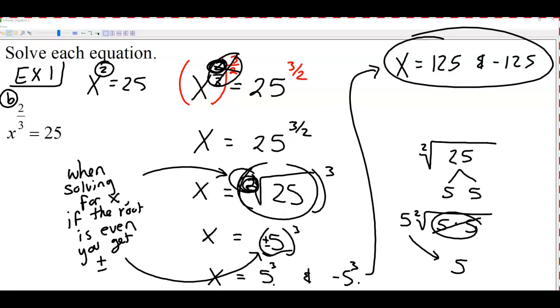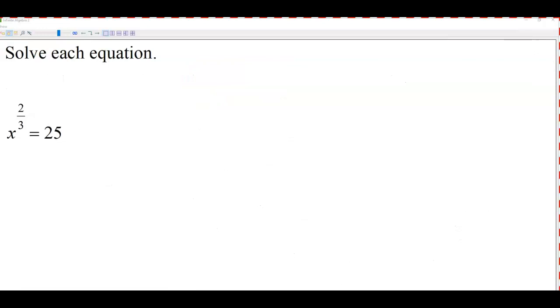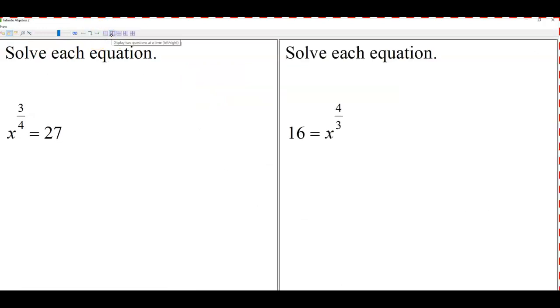All right, so let's review. Step 1, reciprocal power. Step 2, change it to a root. Step 3, do the root. Step 4, do the power. If you have an even root, don't forget to make it a plus and minus. So let's toss a couple of these your way and see how you guys do with them. Okay? Yeah, this is student practice.